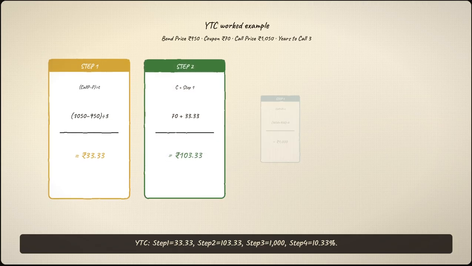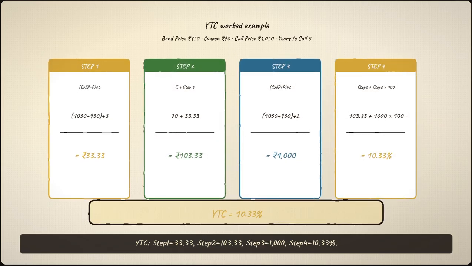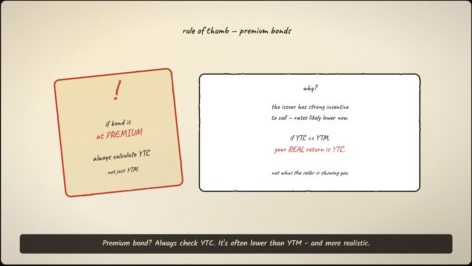Bond price 950, coupon 70 rupees, call price 1050. Years to call 3. So step 1 gives 33.33. Step 2 gives 103.33. Step 3 gives 1000. Step 4 gives 10.33%. A general rule of thumb: when a bond is trading at a premium, always check yield to call. It's often significantly lower than the yield to maturity and may be a more realistic return given the issuer's incentive to call.